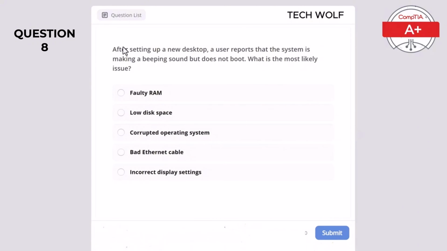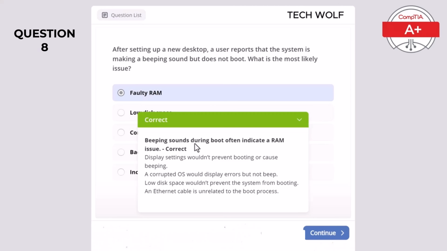Next question. After setting up a new desktop, a user reports that the system is making beep sounds but does not boot. What is the most likely issue? Faulty RAM, low disk space, corrupted operating system, bad Ethernet cable, or incorrect display settings. And the correct answer here is faulty RAM, as beeping sounds during boot often indicate a RAM issue.